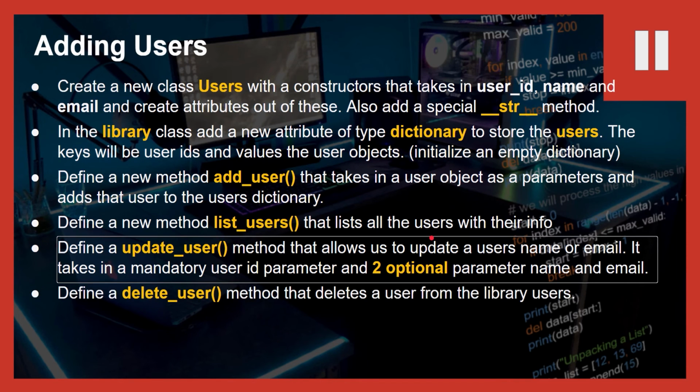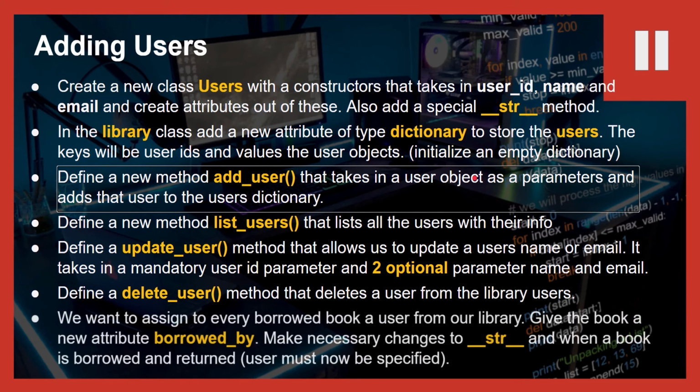Define a delete user method that deletes a user from the library. And we want to assign to every borrowed book a user from our library. So give the book a new attribute borrowed by and make the necessary changes to the __str__ and also the necessary changes to when a book is borrowed and returned, and the user must now be specified.